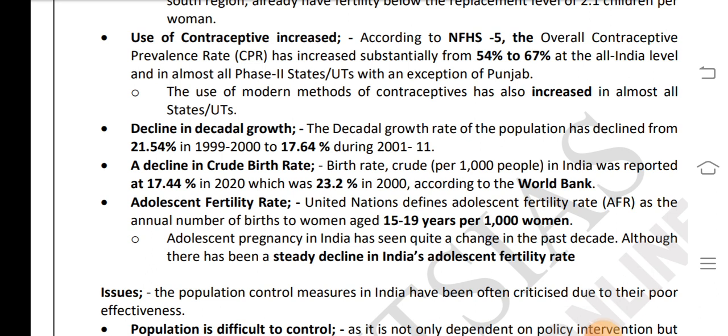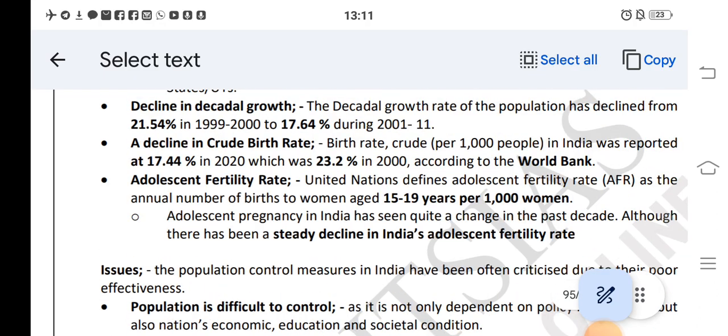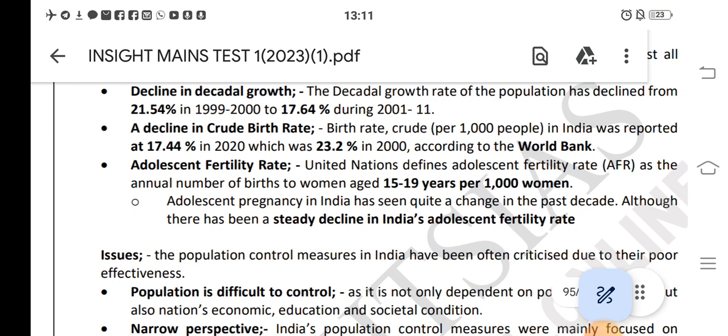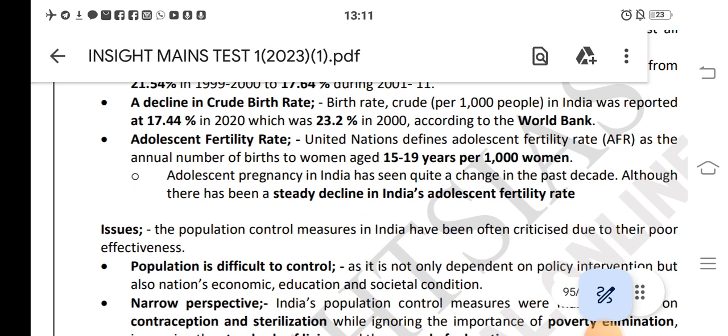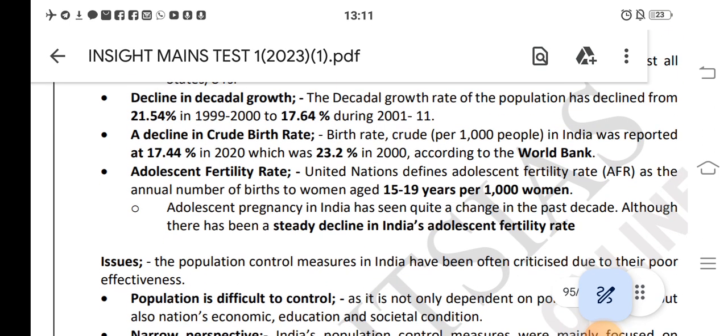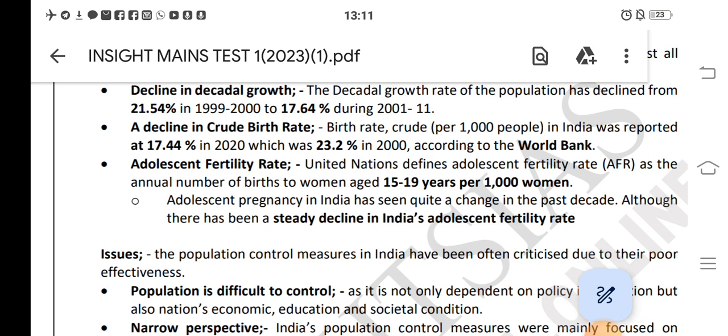Use of contraceptives. According to NFHS 5, the overall contraceptive prevalence rate, CPR, has increased substantially from 54% to 67% at the all-India level, in almost all phase two states and UTs, with the exception of Punjab. The use of modern methods of contraceptives has also increased in almost all the states and UTs.